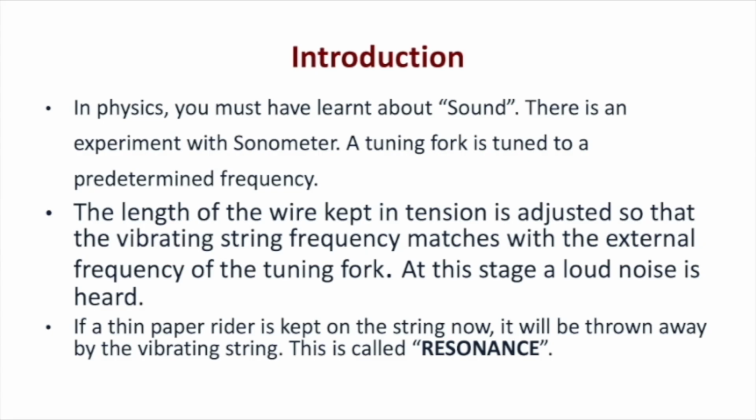Now, as you know, a tuning fork is a prong which can be struck with a rubber pad, and the prongs will vibrate. Each fork has a definite frequency of vibration, 400 cycles per second, 600 cycles per second, and so on. When the length of the wire kept in tension is adjusted so that the vibrating string's frequency matches the external frequency of the tuning fork, we hear a loud noise. If you keep a thin paper rider on the wire, it is blown off. This is known as resonance.